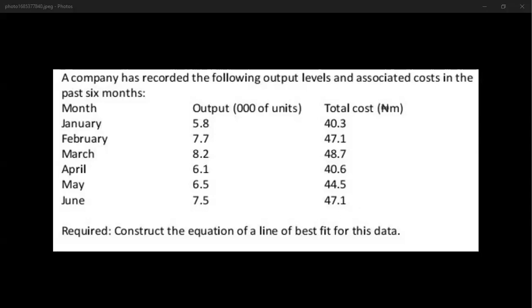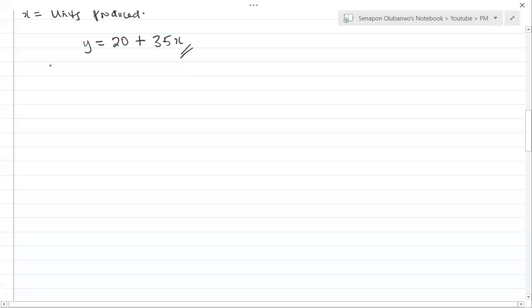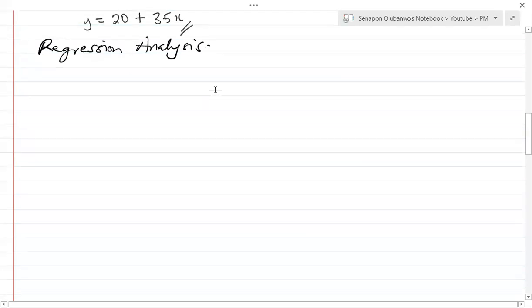All right. So the high and low is more of an estimation, but the regression analysis is more of an exact figure. The same example that was used for the high and low method is what we're going to use for the regression analysis also. So let's call this regression analysis. Under the regression analysis, the first thing we need to do is to state the formula. We know we're calculating for variable cost and for fixed cost.